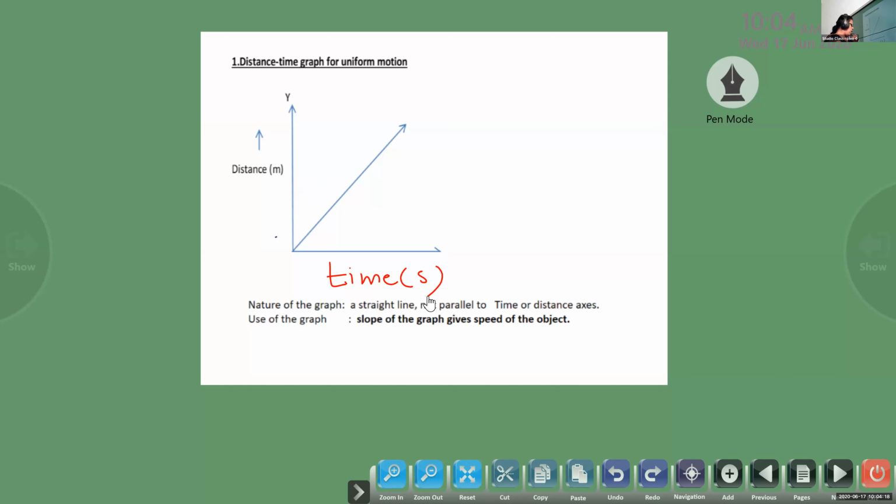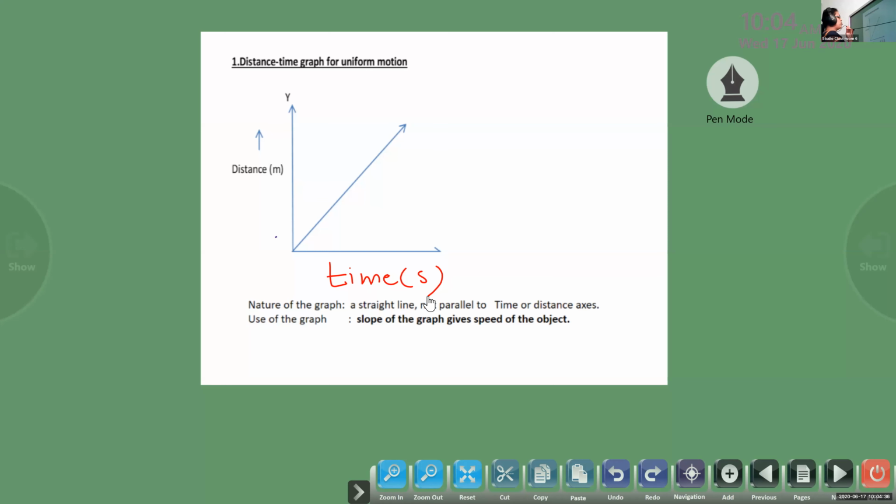Now if I ask what is the use of the graph, you have to say that the slope of the graph gives the speed of an object. I'll tell you what slope means when we do the problems. Now we only learn the types of graph. Afterwards, we come back to the problems.